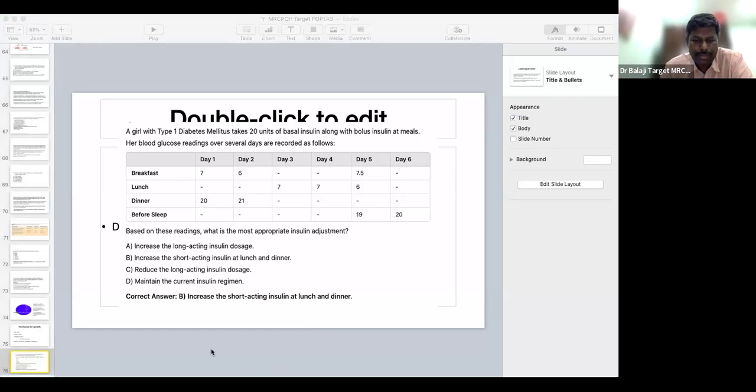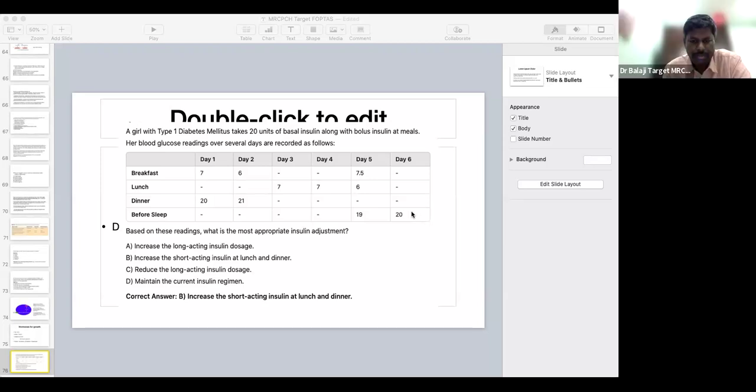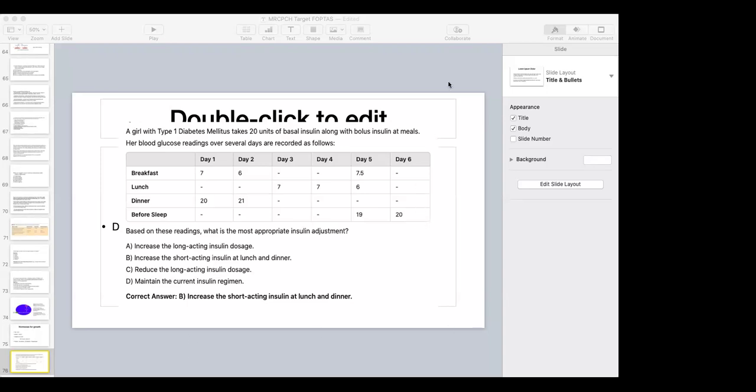Last question for you, Dr. Indra. Your morning sugar is high. What are you going to do? What will be your next immediate step if your morning sugar is high? We'll try to increase the long-acting insulin dosage. Yeah. So, Dr. AKK? Sir, same answer, sir. Increase the long-acting insulin.